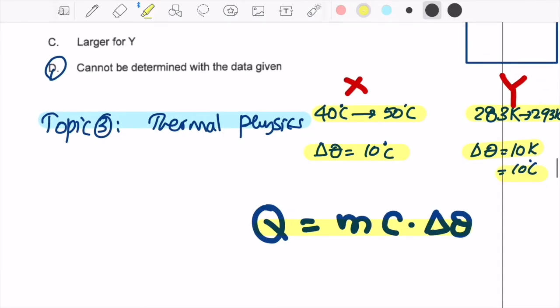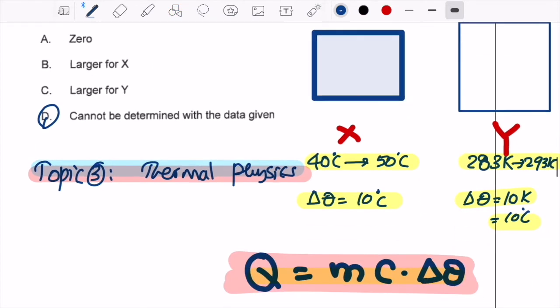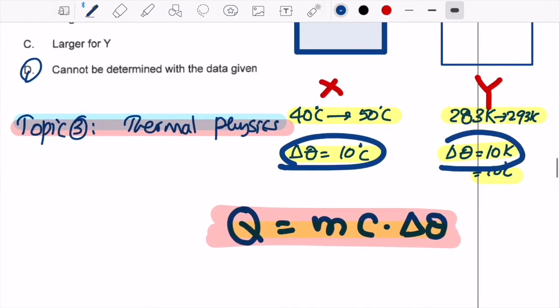Question number 13 is also from thermal physics. It's based on this equation, Q equals mc delta theta, right? They talk about two systems, one is X, one is Y. The interesting thing is this one makes 10 Celsius difference, this one makes 10 Kelvin difference, but we know temperature difference wise Celsius and Kelvin are the same.